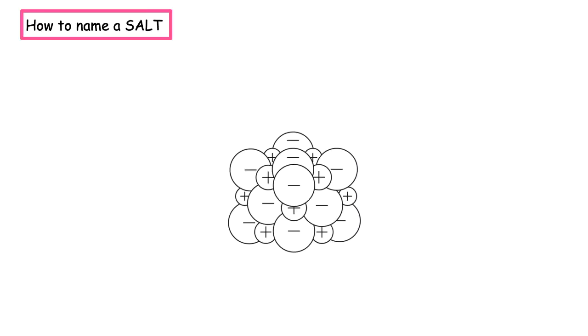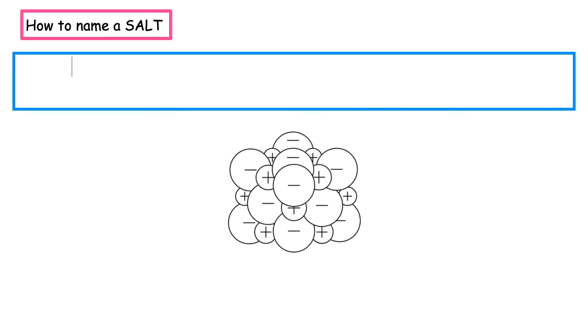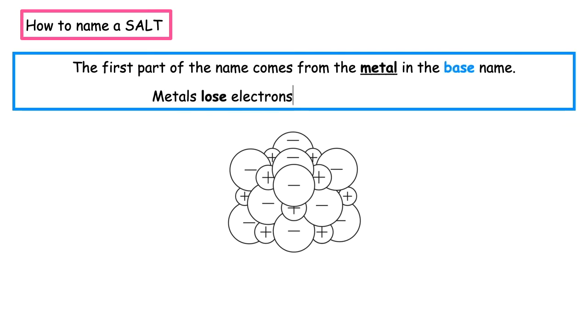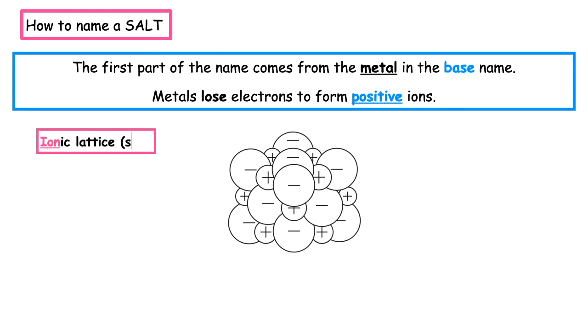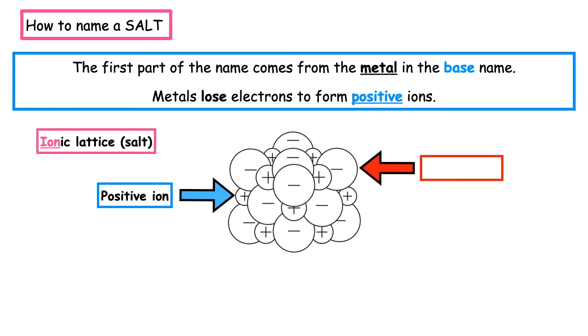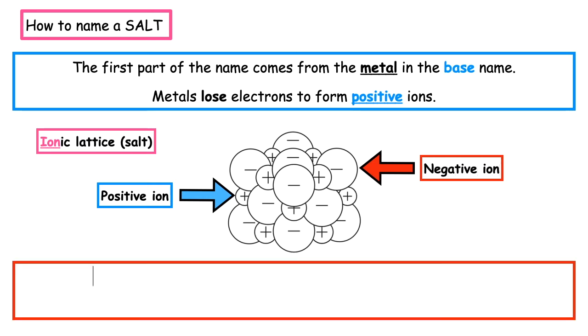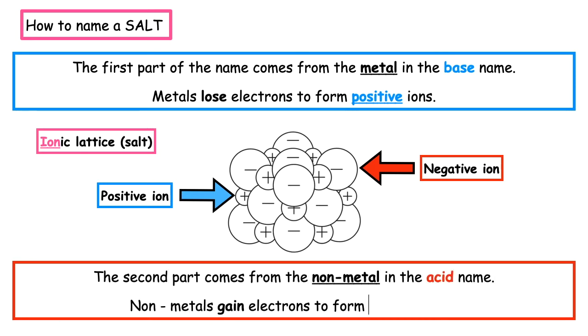So, how do we name a salt that's produced in a neutralization reaction? The first part of the name comes from the metal which is in the base name. Metals always lose electrons to form positive ions. What we've got here is an ionic lattice structure because salts are ionic substances. The positive ion comes from the metal part and therefore the negative ion must come from the non-metal part. So the second part of the name comes from the non-metal in the acid name. Non-metals always gain electrons to form negative ions.